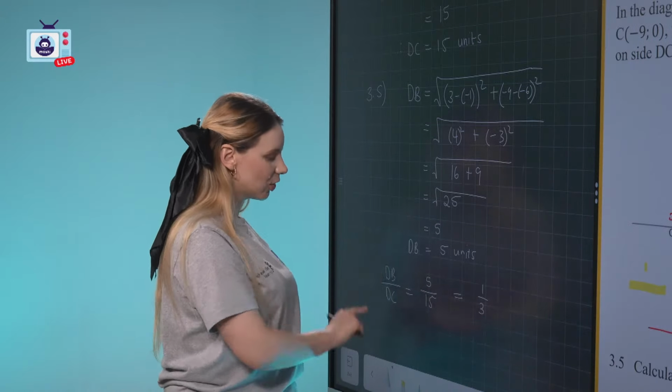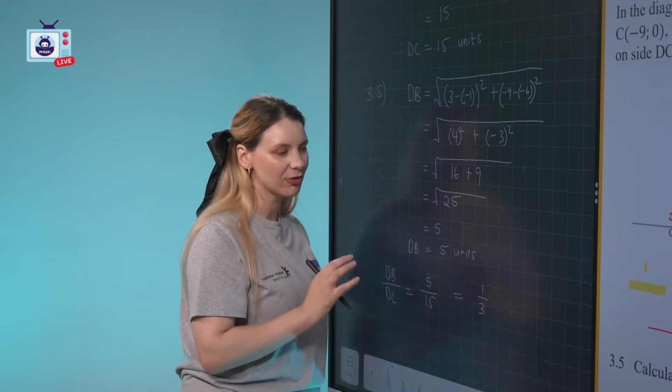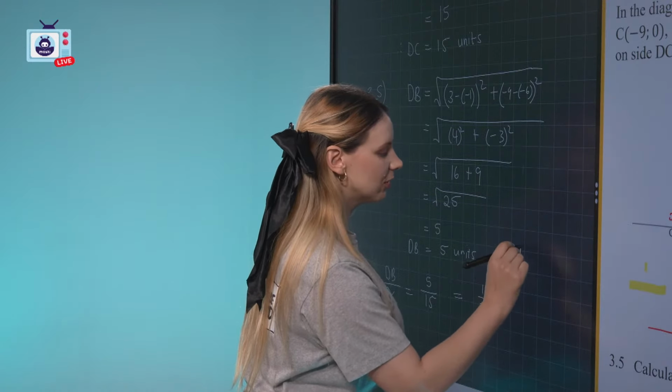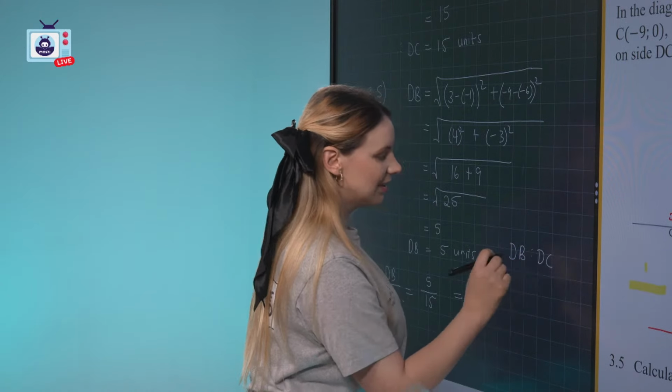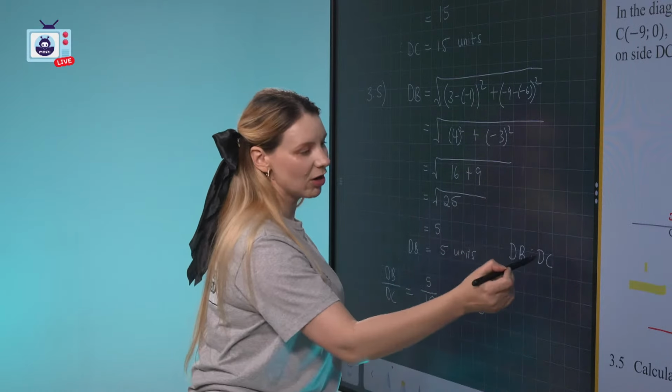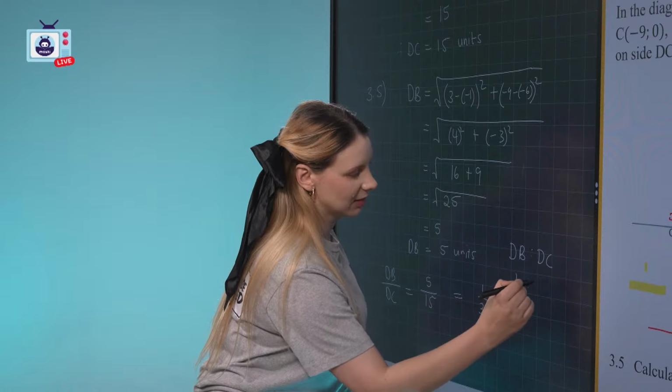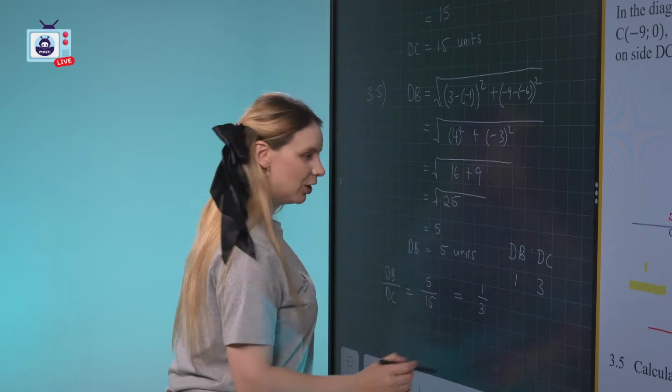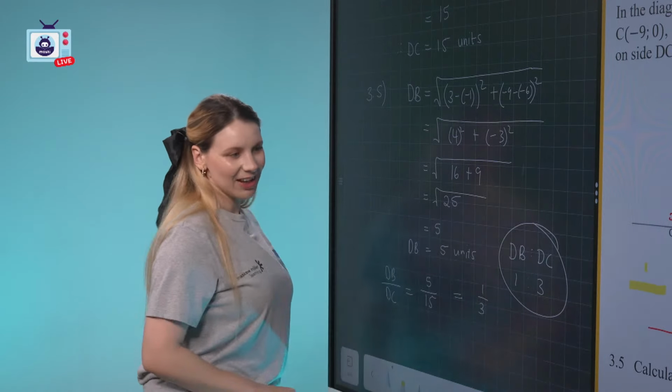Just remember the way they wrote it here, they said dB over DC, they wrote it as a fraction. They could have also written it rather like this, dB to DC. You will answer it the way they asked it. So if they asked it like this, you would then write 1:3 like that. Okay, right. That is the last question here.